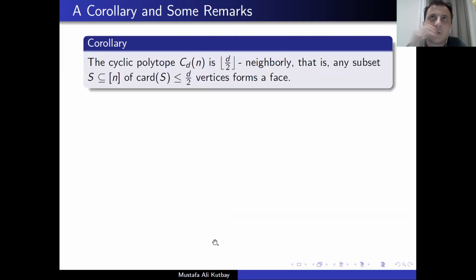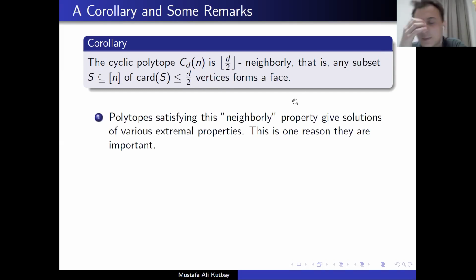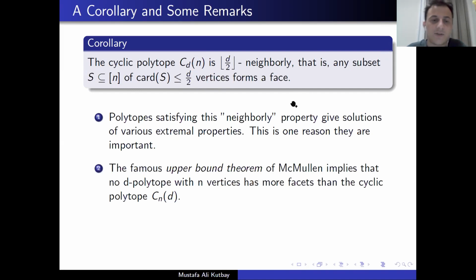So not a quick one, but an important corollary is that our cyclic polytope C sub D of N is floor of D over two neighborly, which in fact means that any subset S of the natural numbers from one to N, whose cardinality is less than or equal to D over two, forms a face. And this neighborly property in fact gives different solutions of various extremal properties. This can be a reason why this is important, and I need to name an important theorem in optimization theory, which is named the upper bound theorem of McMullen.